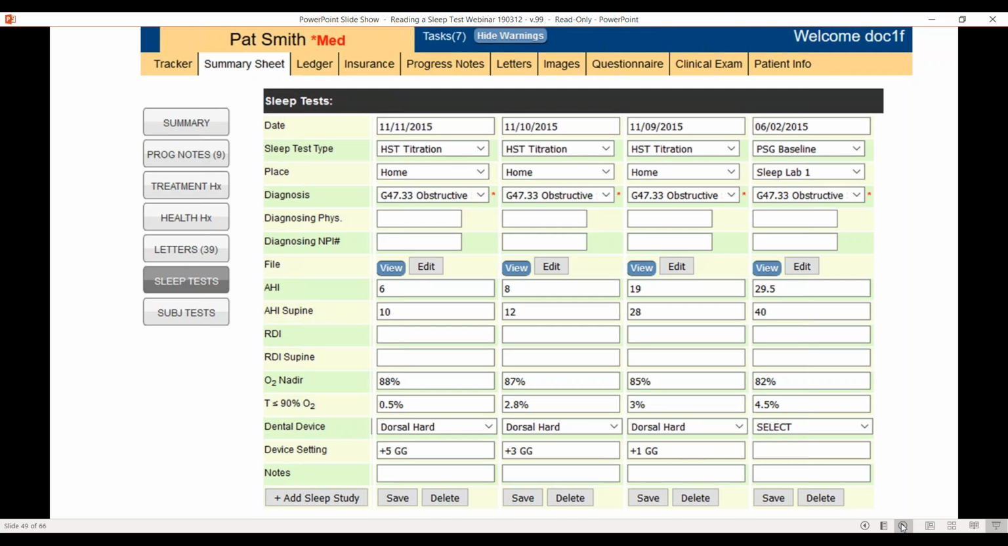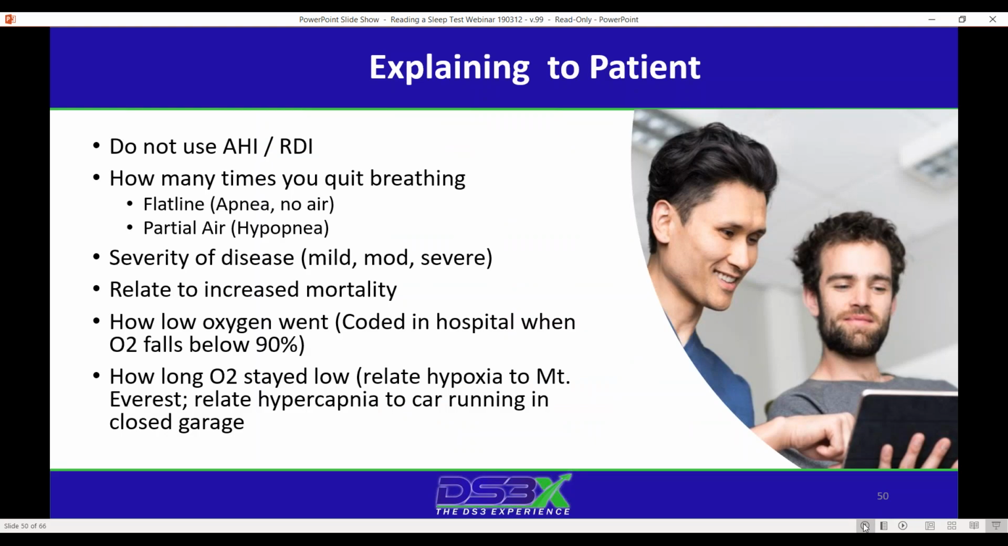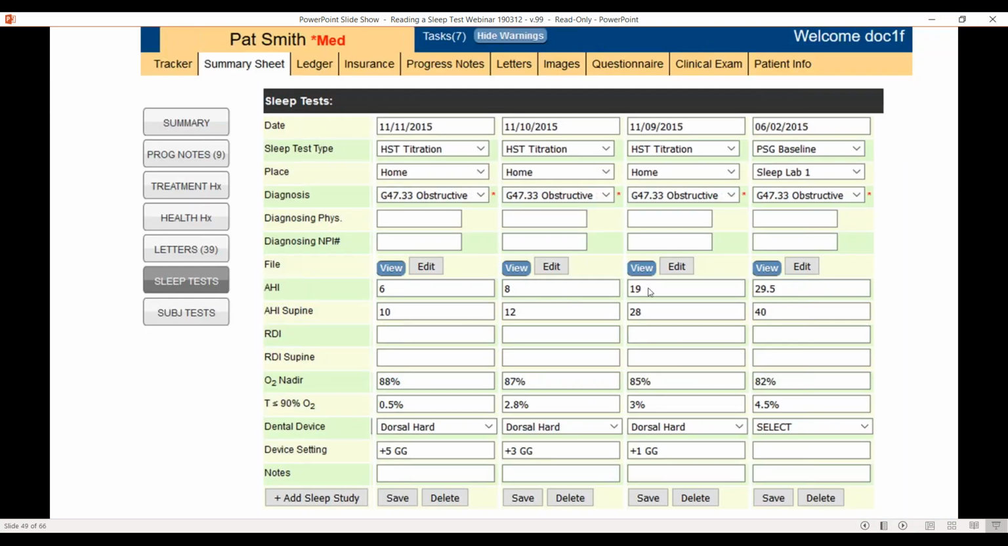Yeah, if you look at what we see here, this would be your baseline. At a glance, we can see the AHI at the different positions went down to a 6, and our oxygen levels went up from a nadir of 82 up to 88. And then, real important, we're trying to get that below 90 down to 0, or certainly no more than 1% if possible. And we can see we got it to 0.5 in this position. And so we can make our decisions.